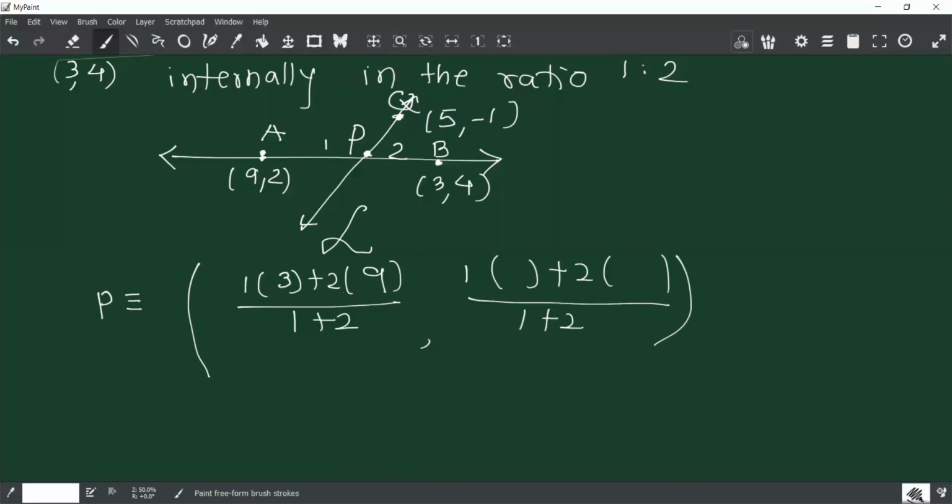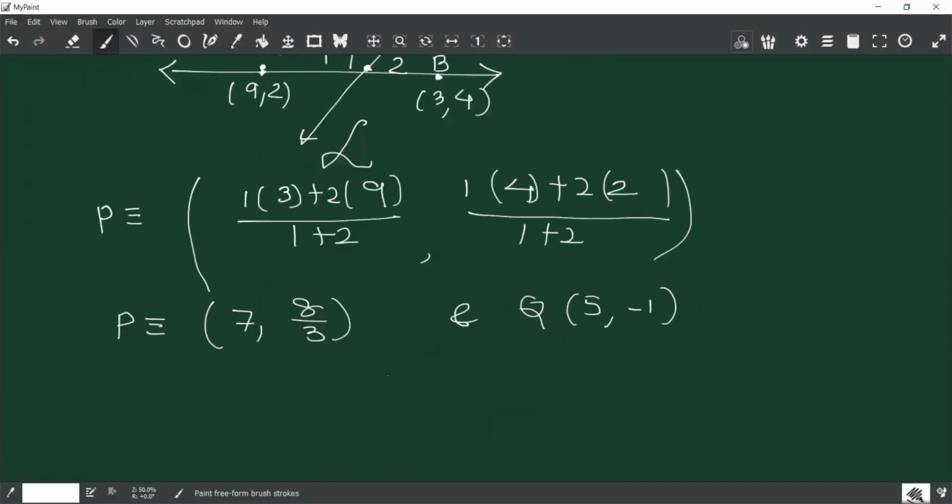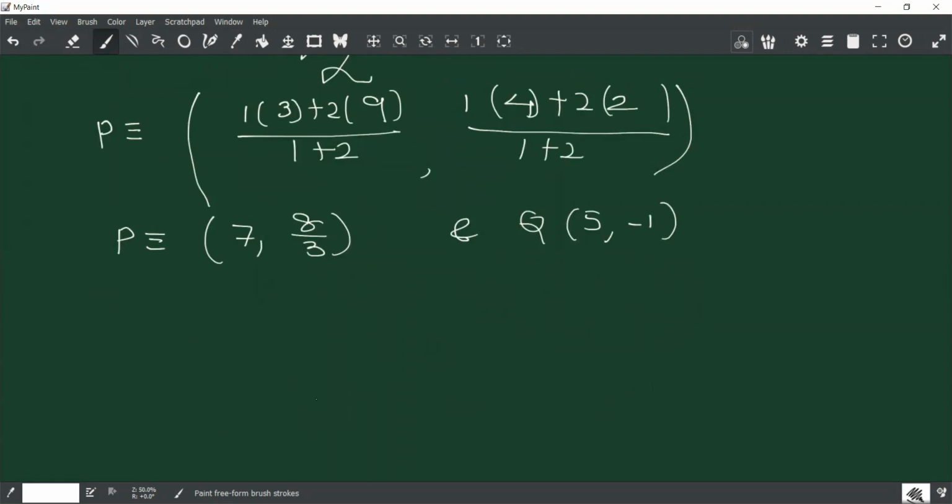Did you get the point? Yeah. Is the point 7 comma 8 by 3? P is 7 comma 8 by 3. And your Q is 5 comma minus 1. Yes, it is m y2 plus n y1 upon m plus n. So you can either use the 2 points form or you can find the slope and use point slope form and get the equation of line PQ. Correct?